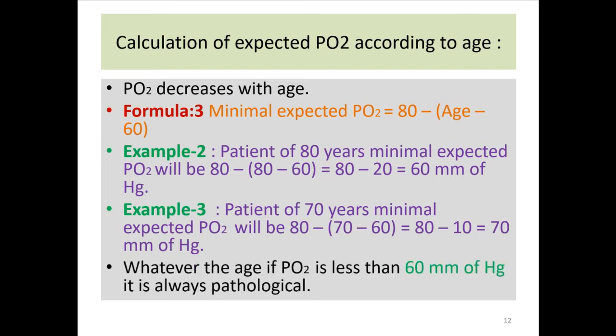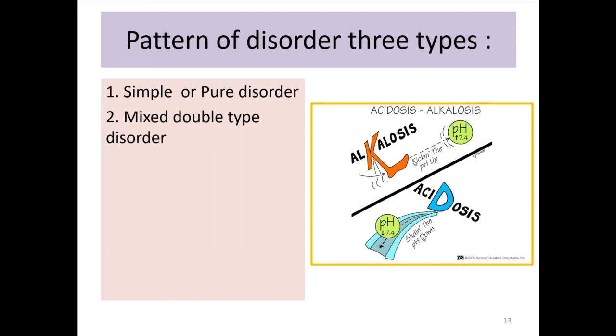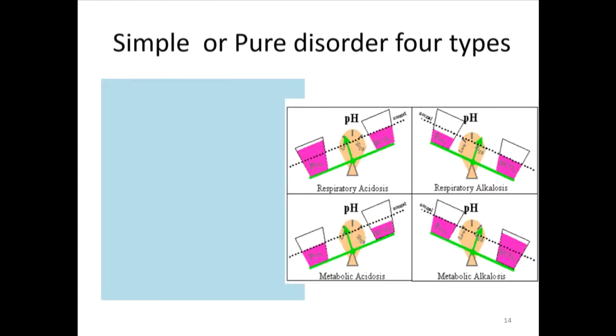Whatever the age, if PO2 is less than 60 mm of Hg, it is always pathological. Pattern of disorder: 3 types. 1. Simple or pure disorder. 2. Mixed double type disorder. 3. Mixed triple type disorder. Simple or pure disorder: 4 types. Metabolic acidosis.